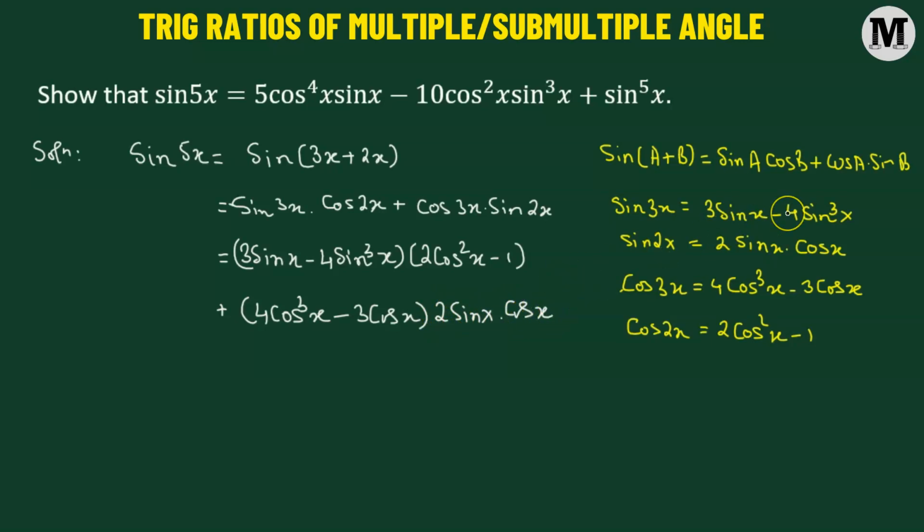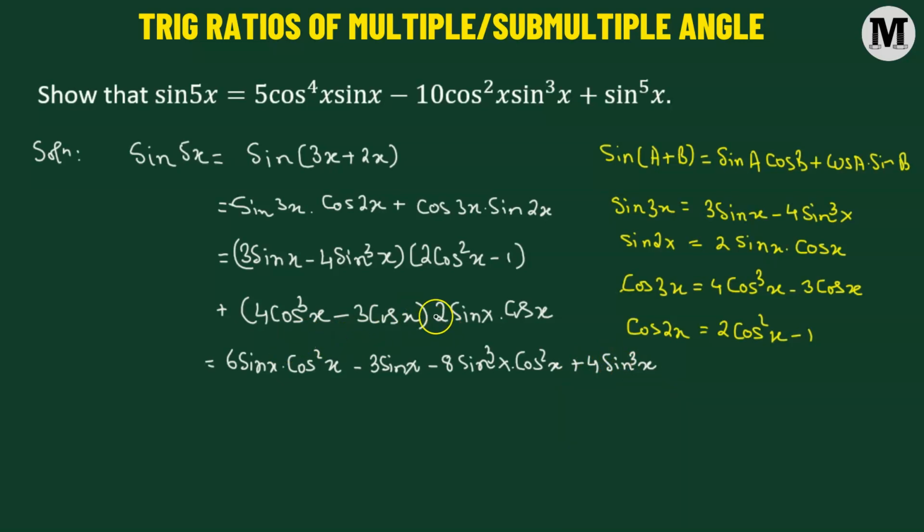Okay, now what we'll do, we will expand them. Expanding gives us 3 sine x times 2 cosine squared x, that will be 6 sine x multiplied to cosine squared x. Then we have 3 sine x multiplied to negative 1, giving us negative 3 sine x. Then we have negative 4 sine cubed x multiplied to 2 cosine squared x, so that will be negative 8 sine cubed x multiplied to cosine squared x. And then we have negative 4 sine cubed x multiplied to negative 1, making it positive 4 sine cubed x.